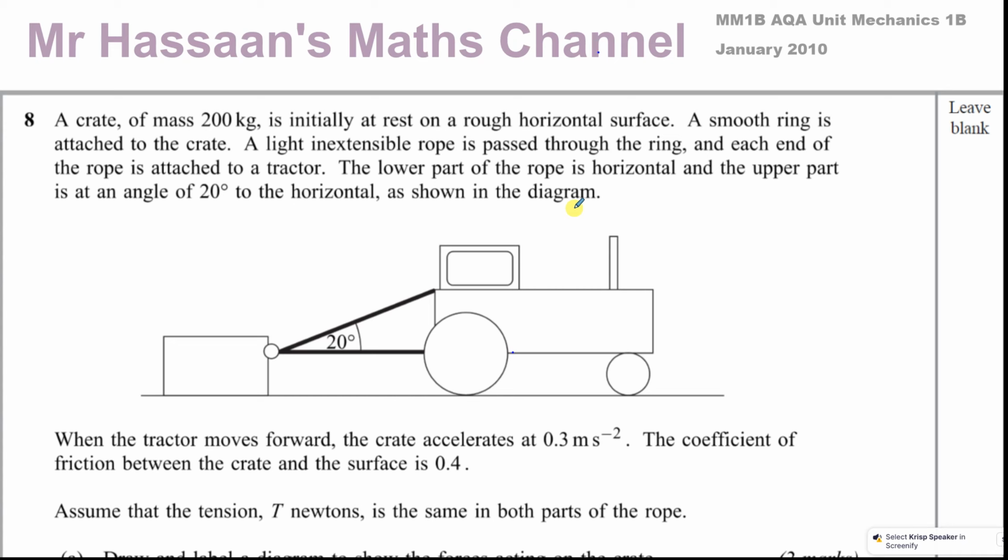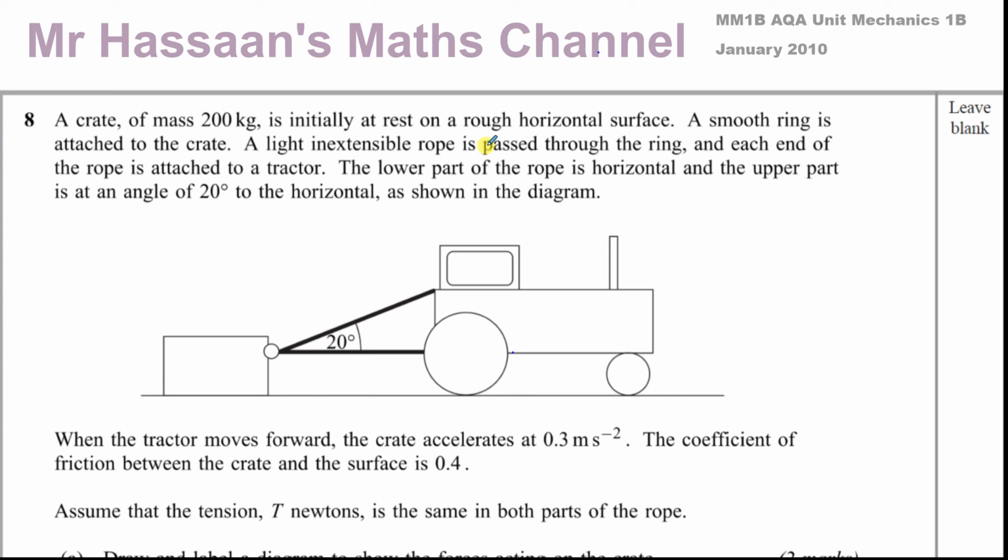And this is from January 2010. It's a question that some students were having a bit of a debate about. And the question here is about a crate of mass 200 kilograms, initially at rest on a rough horizontal surface. A smooth ring is attached to the crate.